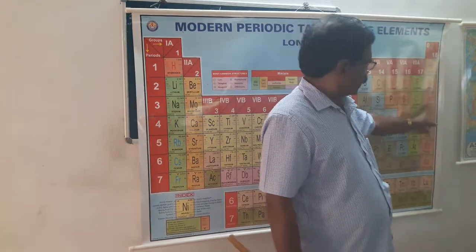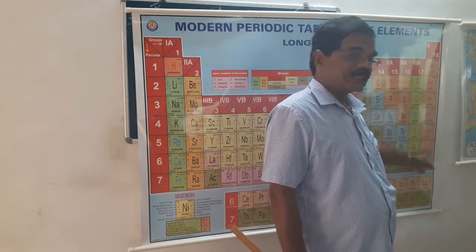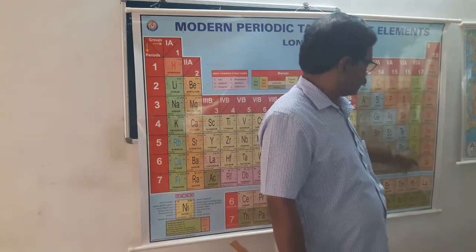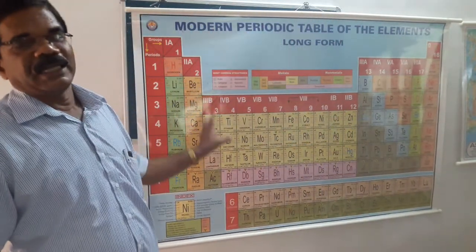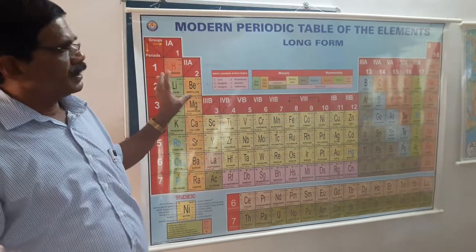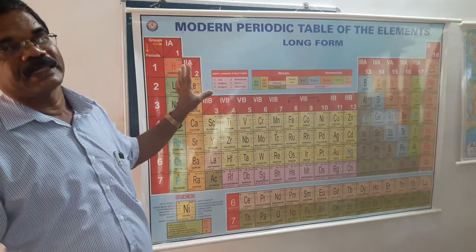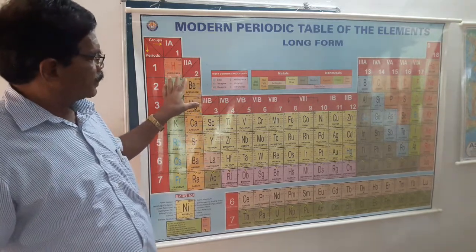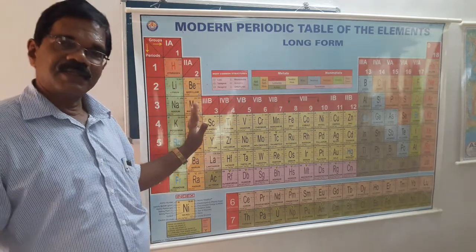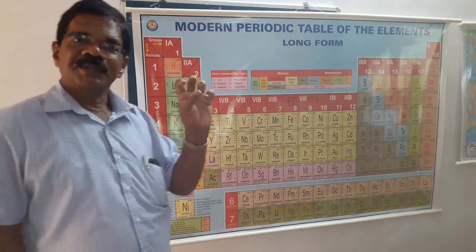This family is known as inert gases. This 17th group is known as the halogen family. There are 18 groups. The A groups are known as representative elements, and in the A groups, each group is identified by a special family name.